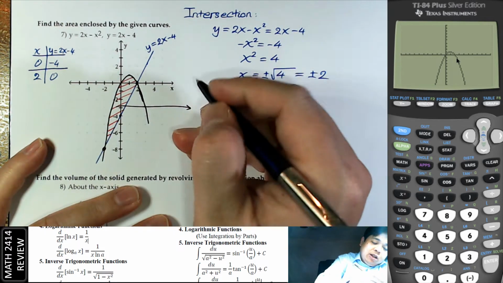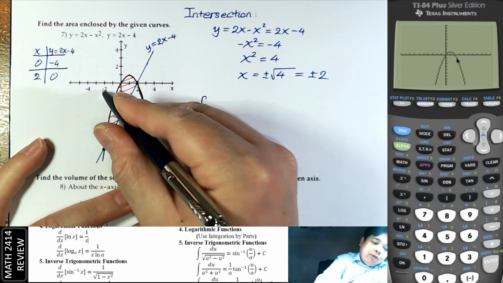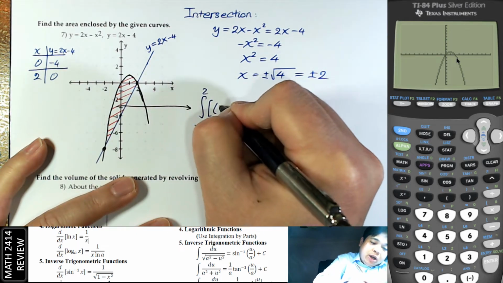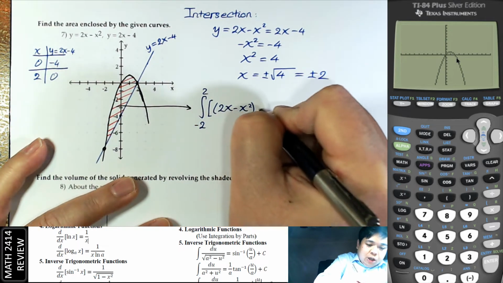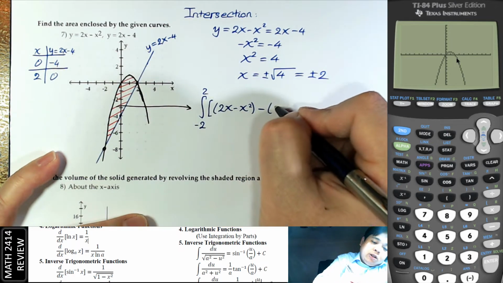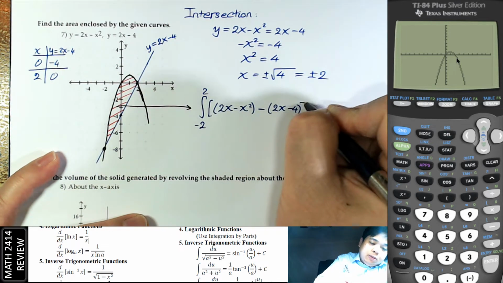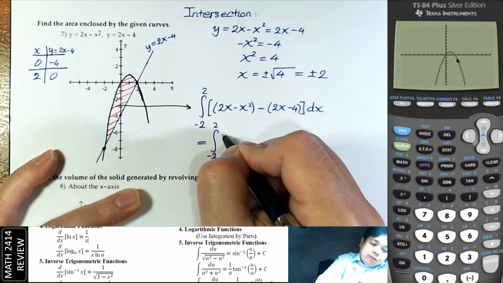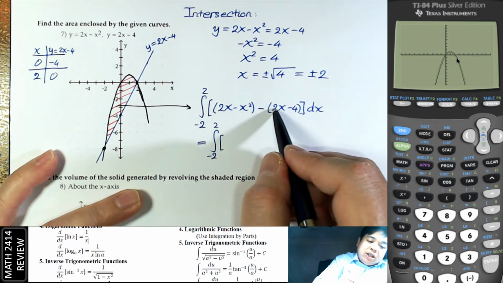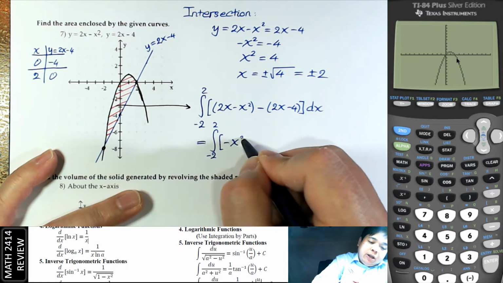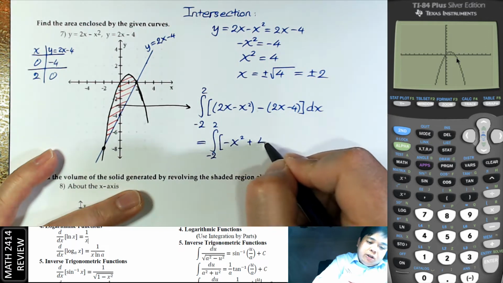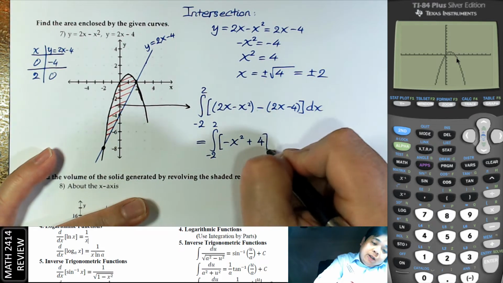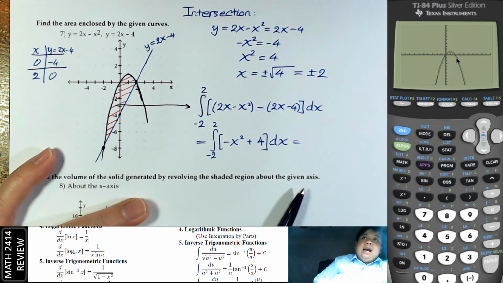The area for this is equal to the integral from negative 2 to 2. The function above is the curve, which is 2x minus x squared. The function below is 2x minus 4. So that gives us negative 2 to 2. 2x minus 2x, that cancels out. Negative x squared, negative, that plus 4. dx.